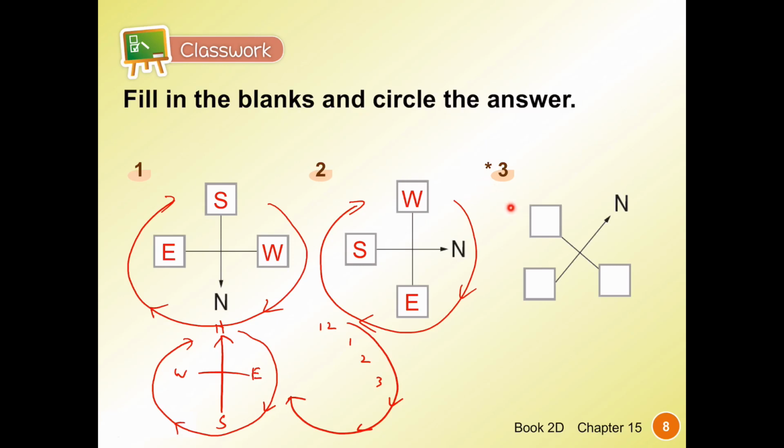And for question number 3, even though north is not pointing to the usual 4 directions that we see, it's still okay as long as we follow the clockwise direction, we would be able to find the answer. So after north we have east, so east would be here, and then after east we have south. After south we have west, so west would be here.